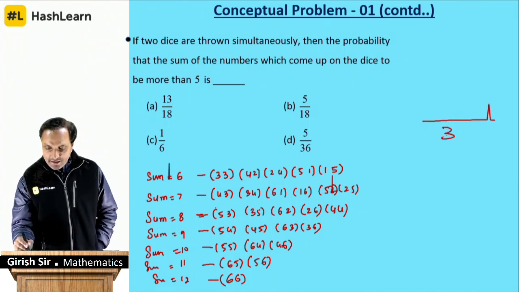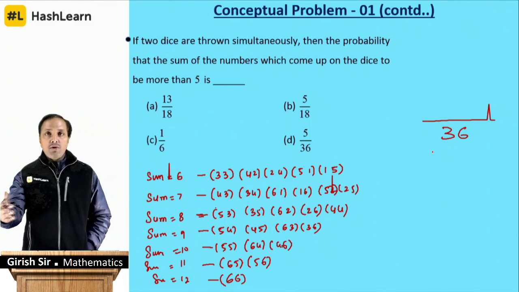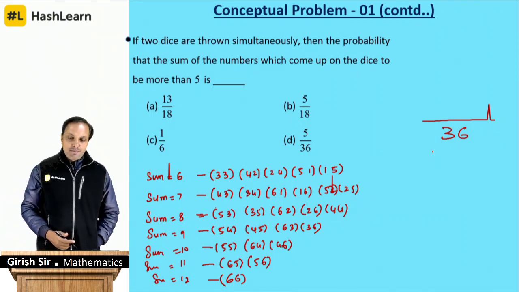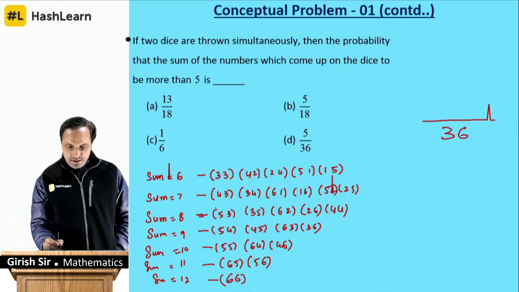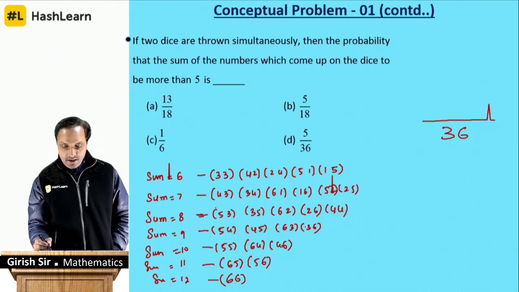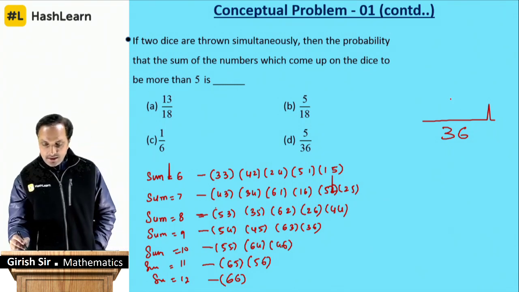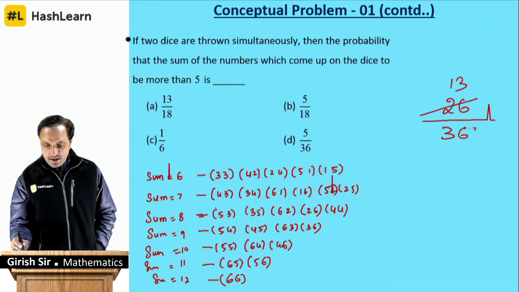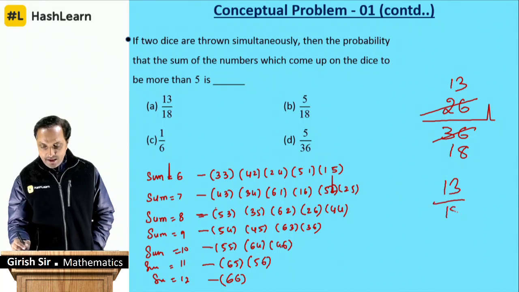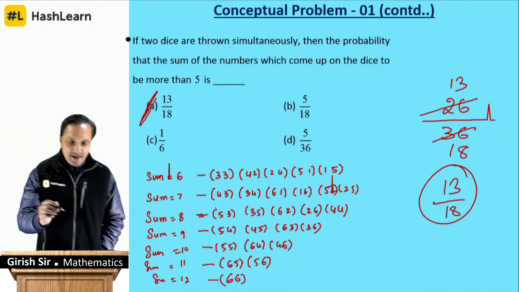Your possibilities are 36. Total possibilities when you toss 2 dice: you will have 1 1, 1 2, 1 3, 1 4, up to 1 6, 2 6, 3 6, up to 6 6. So how many cases you have? 1, 2, 3, up to 26. So this will give you 26. That will give you 13 out of 18. 13 out of 18 is reflecting in option A, and that should be your answer.